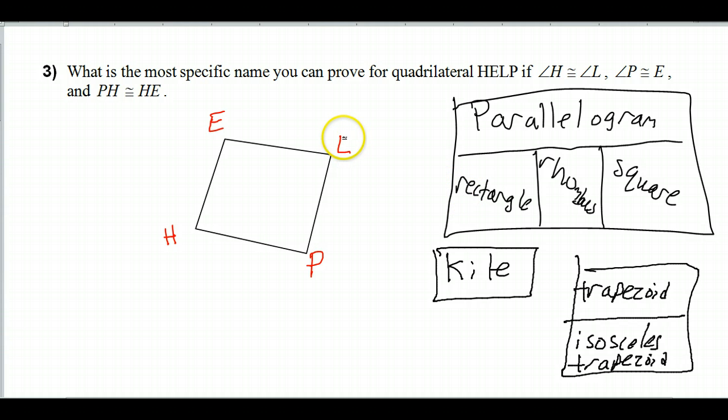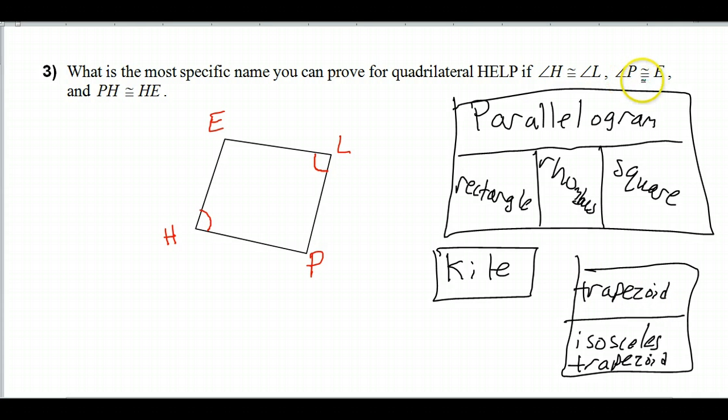So, let's break it down piece by piece and see what we've got. Angle H is congruent to angle L. Right there we've got opposite angles that are congruent. Does that eliminate anything? Maybe a trapezoid. Anyway, let's keep going.